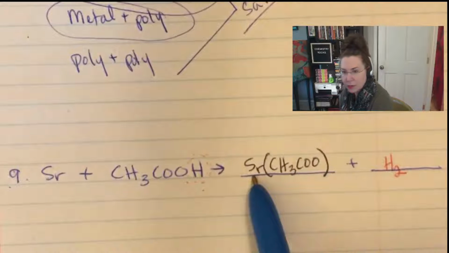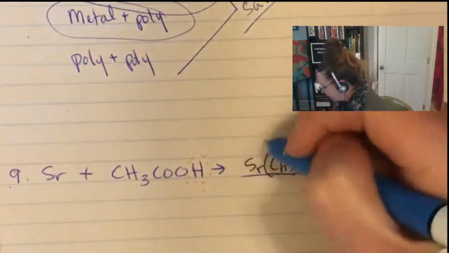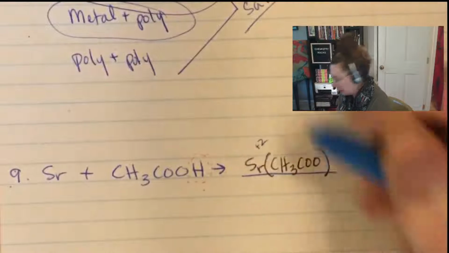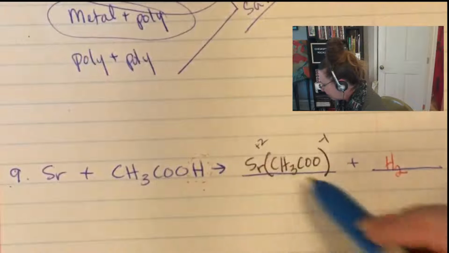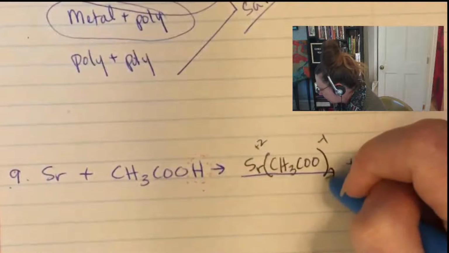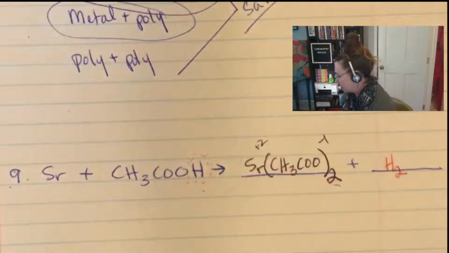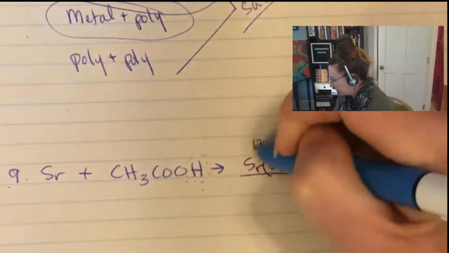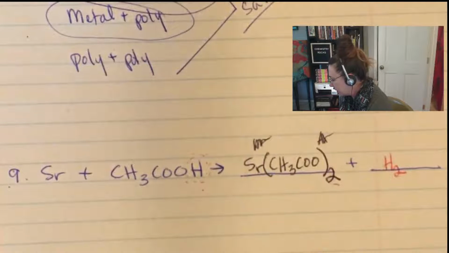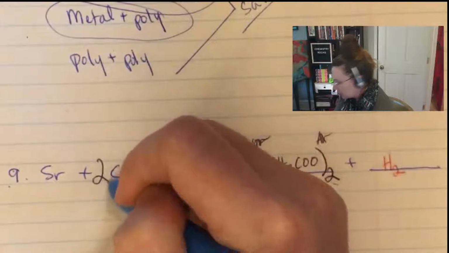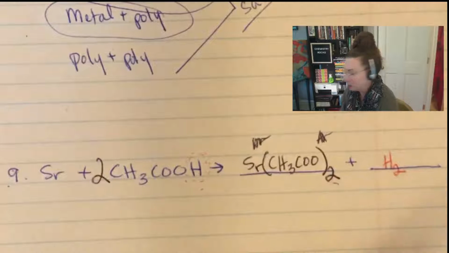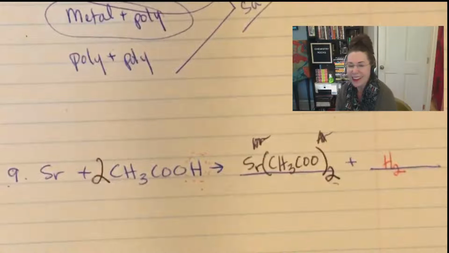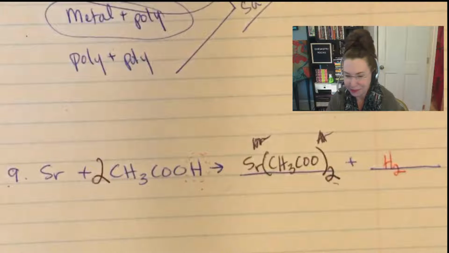But because strontium on the reference table has a charge of +2, and the acetate has a charge of -1, we have to crisscross. So we have to use a 2 subscript there. I'm going to get rid of those. And in order to be balanced, we would need 2 acetic acids. So I hope that helped Maria with question 9 on page 29.